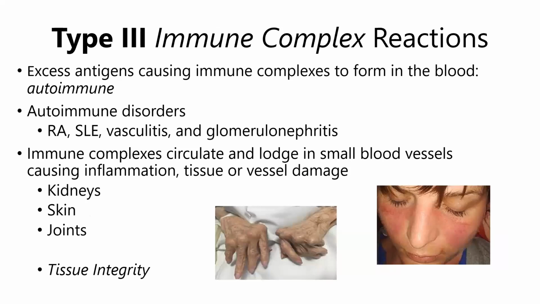Type 3 hypersensitivity reaction is the immune complex reaction. And these are because there are excessive antigens causing immune complexes to form in the bloodstream. So think of your patient with RA, rheumatoid arthritis. That is our little patient here in the lower part of the screen with the joints that are very, very swollen. So these immune complexes are floating around in the bloodstream and they get stuck in certain areas. RA is your joints, and they cause and wreak havoc.